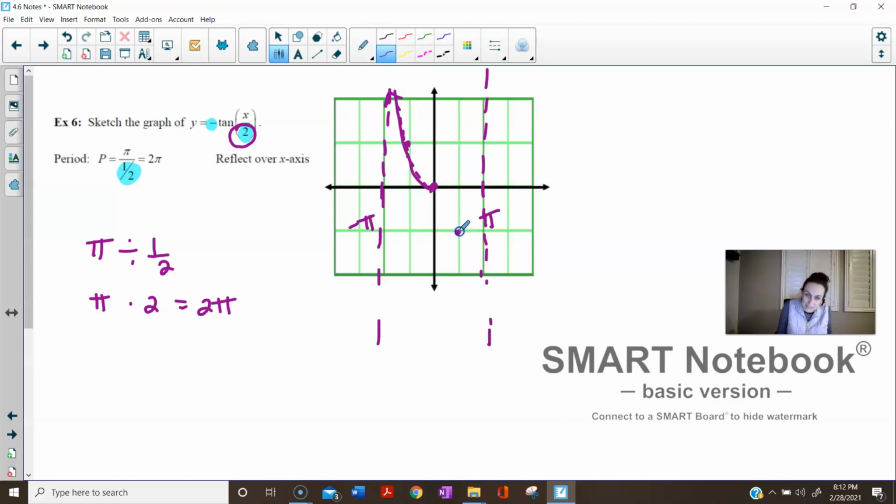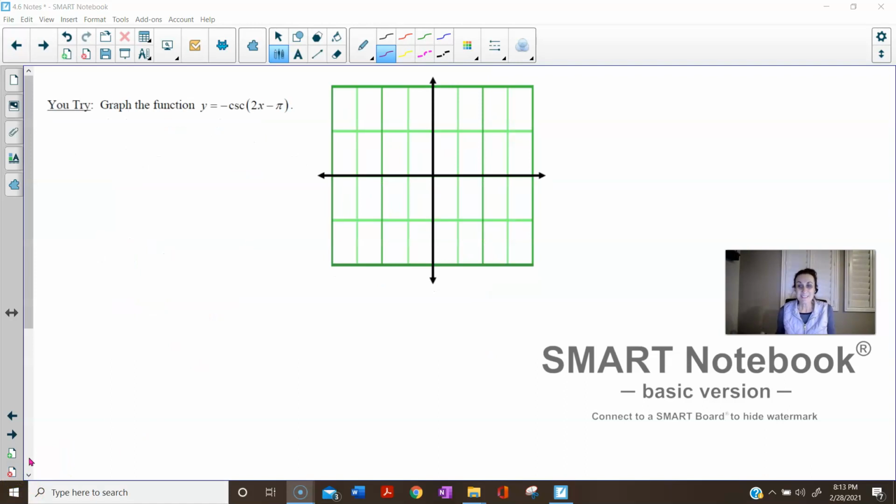And on this side, it's going to come here and go down to the right. I kind of missed that point. There you go. So that is the graph that got reflected and got stretched horizontally. You try graph, which means you're supposed to try this one on your own.